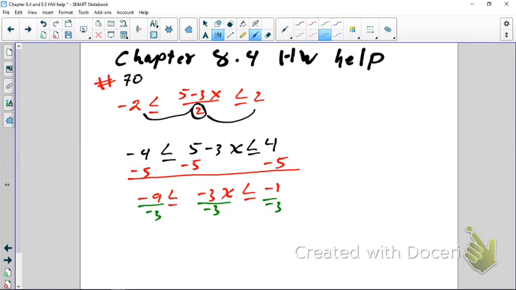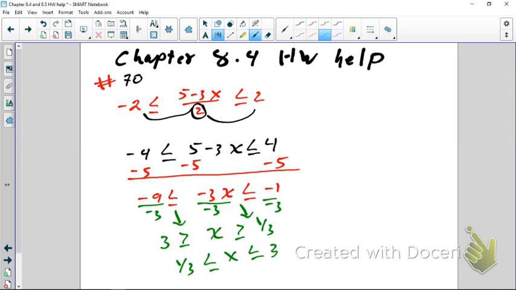And now I have a negative divided by a negative, gives me a positive. 9 divided by 3 gives me 3. Remember, the sign changes because I divided by a negative number. The same thing with this one here. So it's greater than or equal to. Negative divided by negative is positive, so now we have 1/3. I'm going to rewrite this because the least number always has to go to the left hand side. So I have 1/3 is less than or equal to x. x is less than or equal to positive 3.